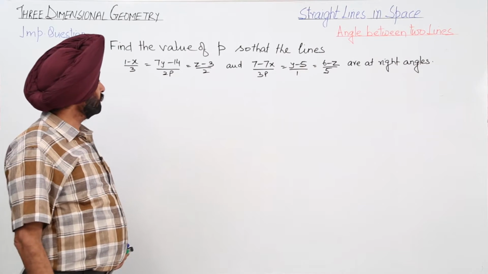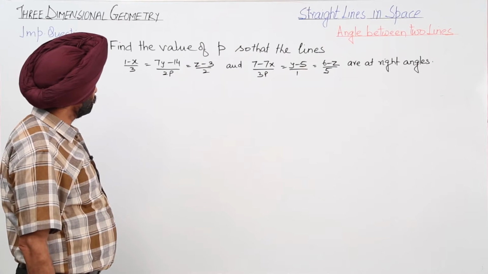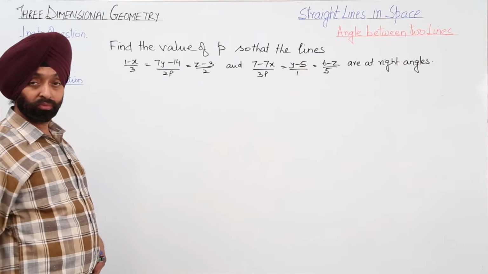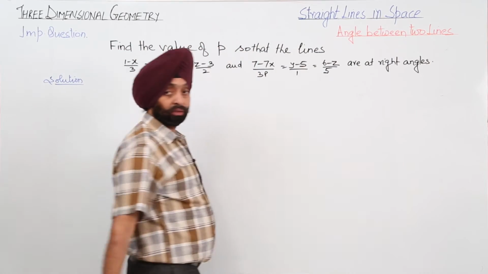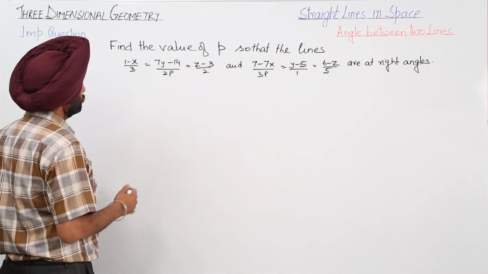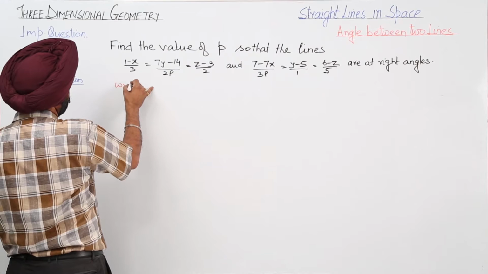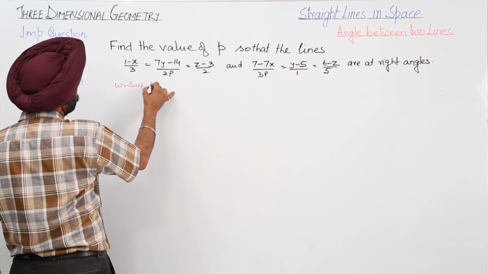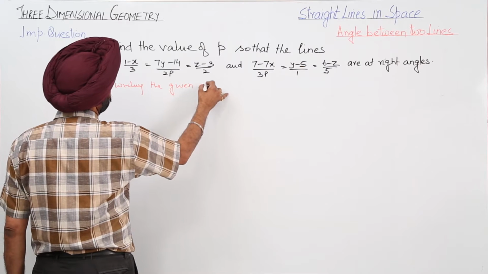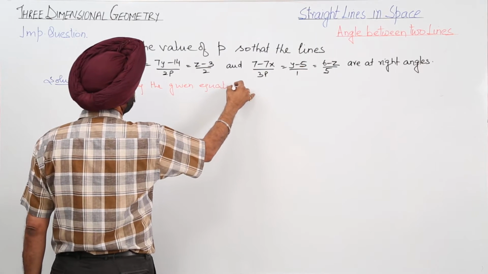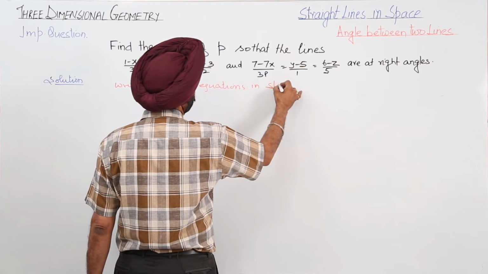Find the value of p so that the lines (1 minus x)/3 = (7y minus 14)/(2p) = (z minus 3)/2, Cartesian equations of the line, and this one are at right angles. Now, writing the given equations in standard form.